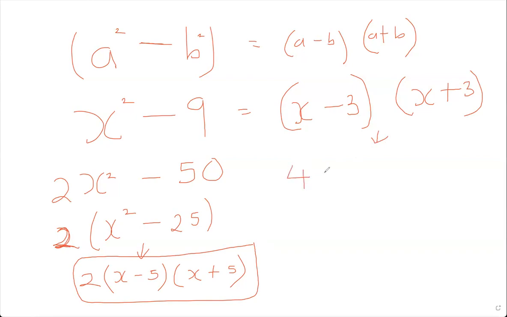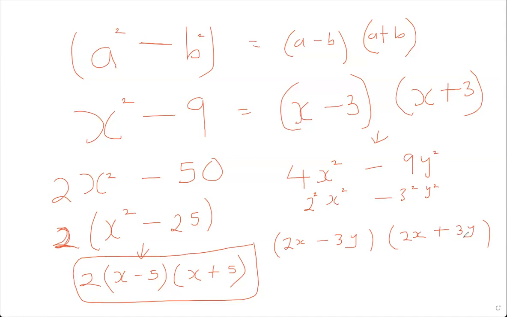If you have 4x squared minus 9y squared, can you see? Both 4 and 9 are also square numbers. So you can put it there. It's like 2 squared x squared minus 3 squared y squared. So you put it that way. This one is going to be what? 2x minus 3y, 2x plus 3y. Can you see?